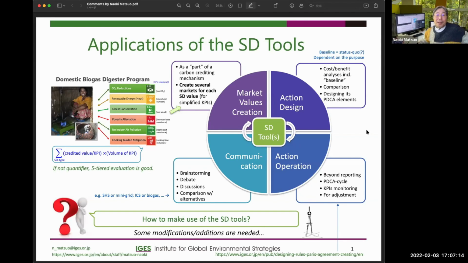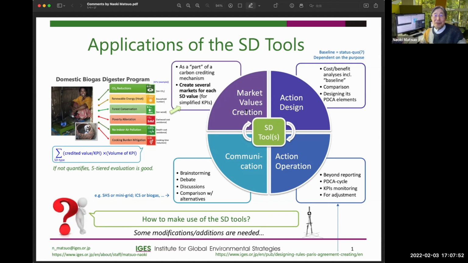Okay. So what I'm interested in with that kind of SD tools is mainly focusing on the application, how to apply, how to make use of such SD tools in a harmonic manner in some sense. Let me take a look at one part. That is market value creation. I myself used to be involved in CDM from the very beginning, including the development of the first approved methodology. So I'm very much interested in this kind of thing.